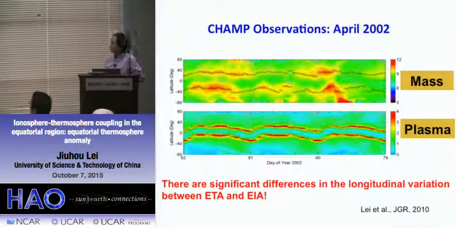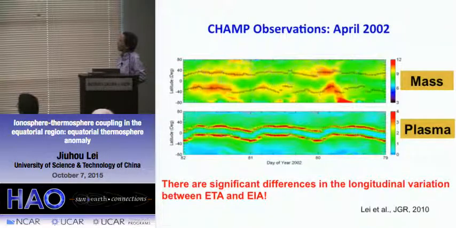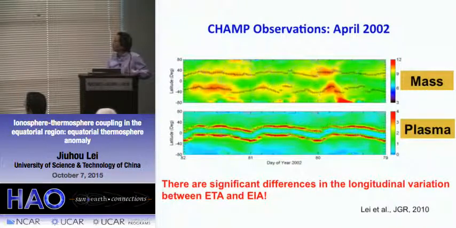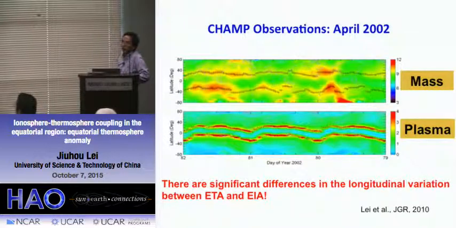Another thing we want to see is whether we can simulate the ETA feature. From the observation, we see a lot of variability. Here is one example. It shows the plasma density from CHAMP, the in situ density around 400 kilometers, and the bottom panel from the accelerometer observation for the mass density. This is for 3 days. The time runs from right to left. Because the satellite is in almost polar orbit, over these 3 days the local time almost doesn't change, so it's almost a fixed local time. For this period, it's 18 local time.